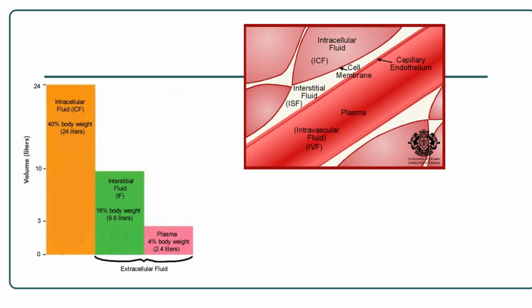Fluid balance means the amount of fluid intake equals the amount of fluid output. The average daily intake is 2,500 milliliters from fluids, food, and metabolic water. Output is also 2,500 milliliters through urine, feces, perspiration, and insensible perspiration.